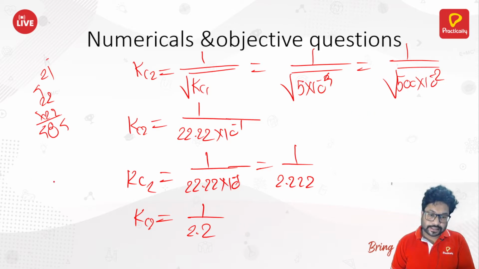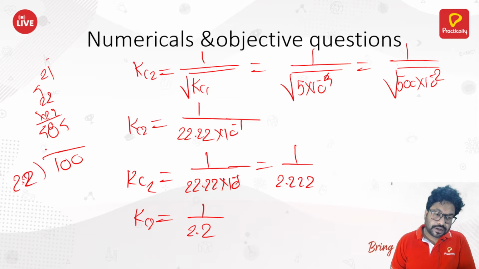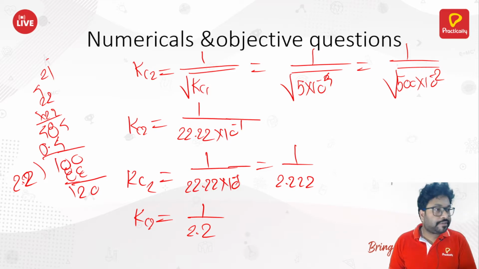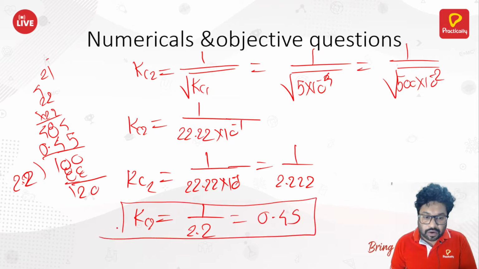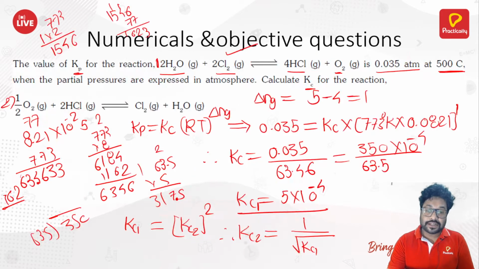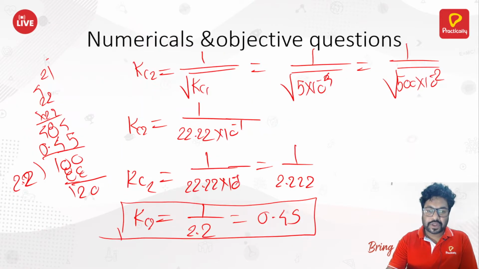Now on calculating this, what can we get? 1 divided by 2.2, like 100 by 22. So 22 fours are 88, you got 12, 0. And 22 fives are 110, so 0.45. So Kc2 is equal to 0.45. That is how you can calculate the Kc1 and Kc2 for the given equation. That is the way of calculation. Okay, moving ahead with these questions.